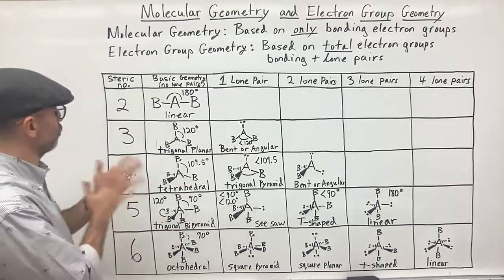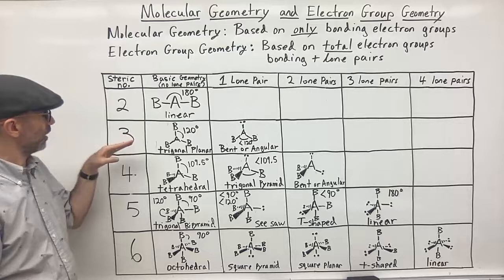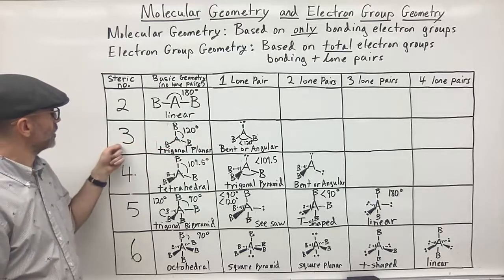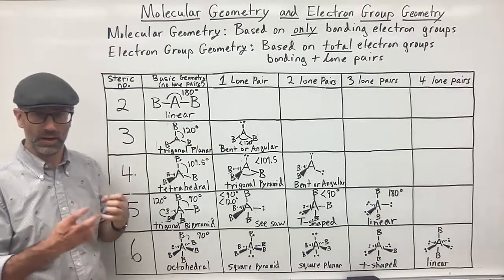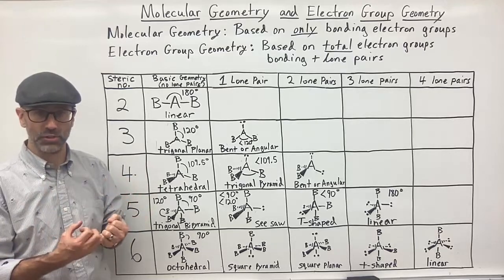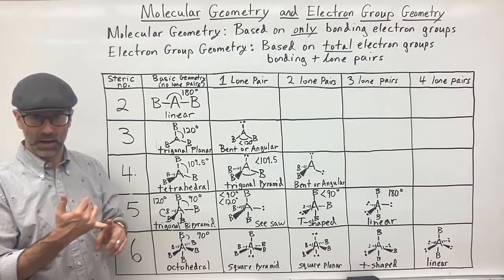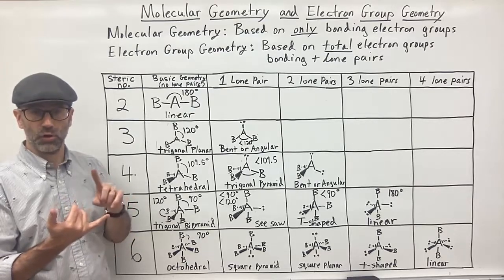So let's go through a few examples here. In this row we have a steric number of 3. Remember, that steric number means the total number of electron groups around your central atom. That includes bonded or bonding pairs of electrons or bonds, and that includes also lone pairs.